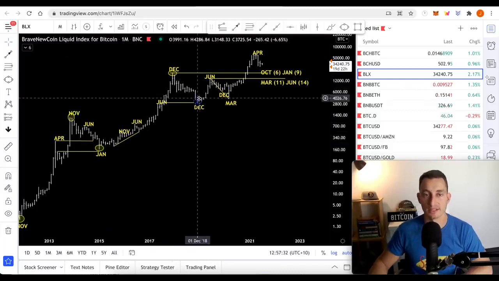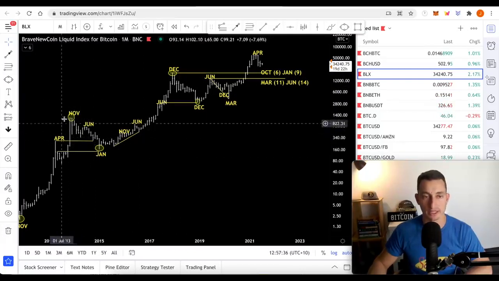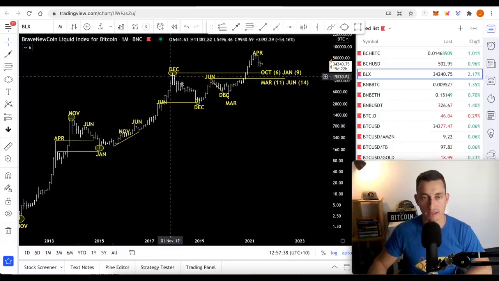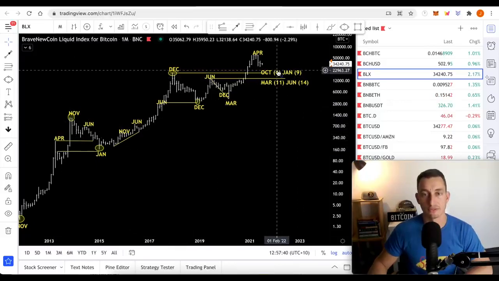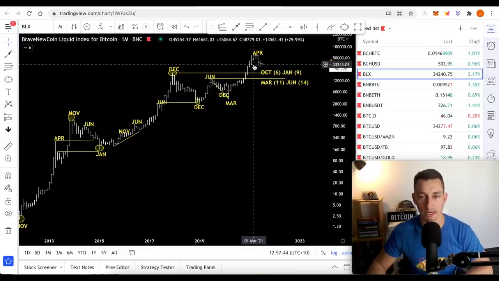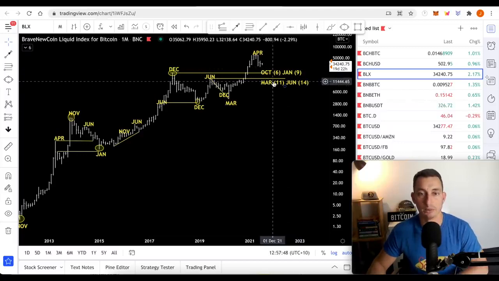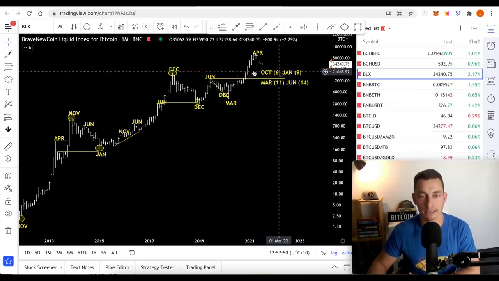Even the 2017 top to bottom was less time than the 2013. So that was 2013 into 2014. That was 12 months. And so as we get closer to these dates, October is 6 months away. We're already into our third month there, so we're nearly halfway. We'll be able to get an idea of what might come next.